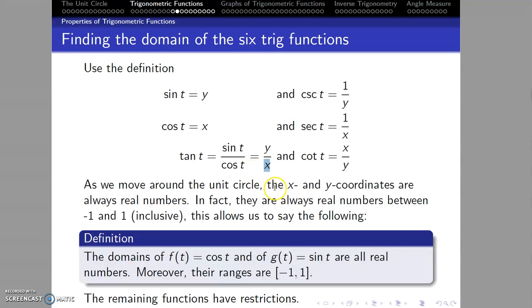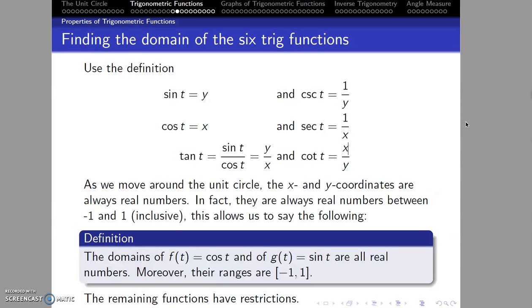And as I mentioned before, I believe, that's true because tangent's undefined whenever x is 0. And same for secant. Cotangent's undefined whenever y is 0. Same for cosecant. And this point right here, 1, 0, y is 0 there. So cosecant of 0 and cotangent of 0 are both undefined. Similarly, if I go up to here, if I go pi over 2 for t, my x-coordinate is now 0. So tangent's undefined, secant's undefined. We have restrictions on our domains for all of the remaining functions.